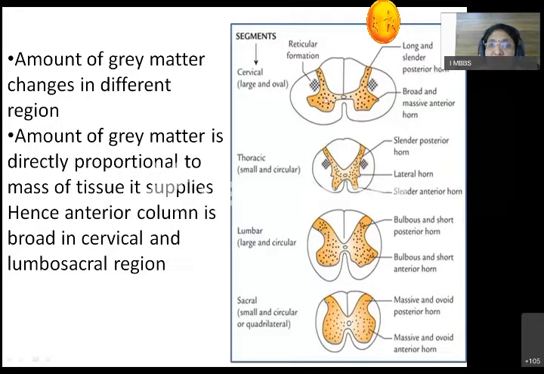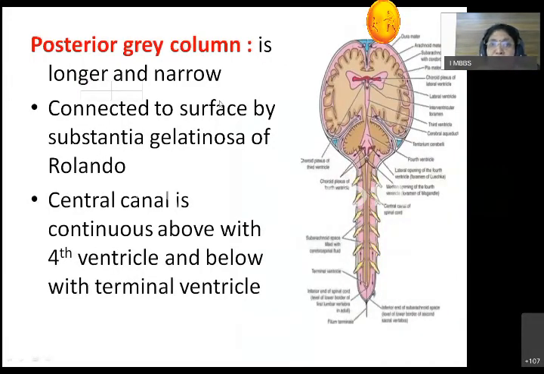So the posterior horn of spinal gray matter is connected to the surface of spinal cord with the help of substantia gelatinosa, which is a translucent neural tissue, whereas the anterior horn is not connected to the surface of spinal cord. So posterior horn is long and narrow.